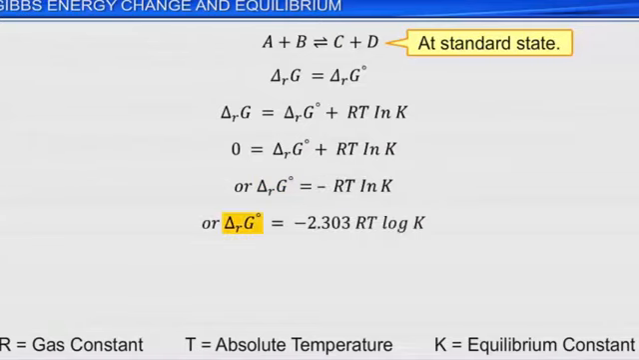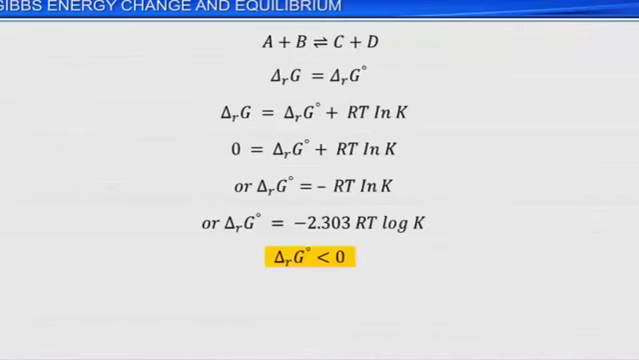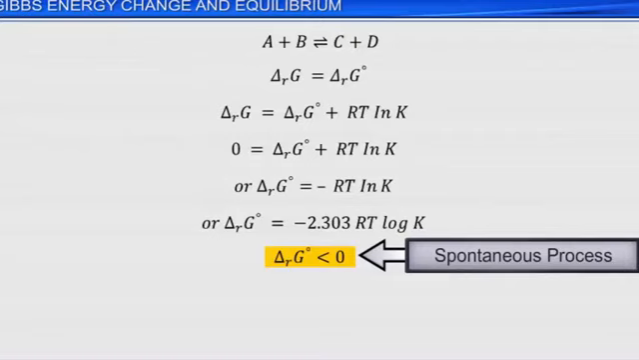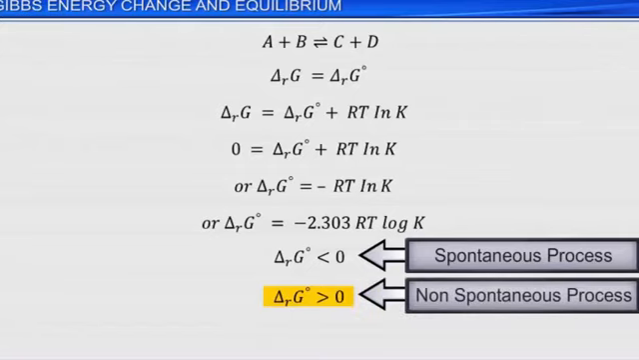Therefore, we can conclude that if change in Gibbs energy at standard state, delta R G naught, is negative, that is, less than 0, then the process is spontaneous. Similarly, if delta R G naught is positive, that is, greater than 0, then the process is non-spontaneous. And if delta R G naught is equal to 0, the process is at equilibrium.